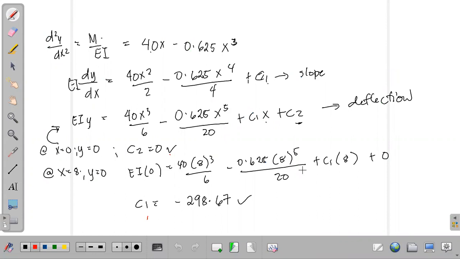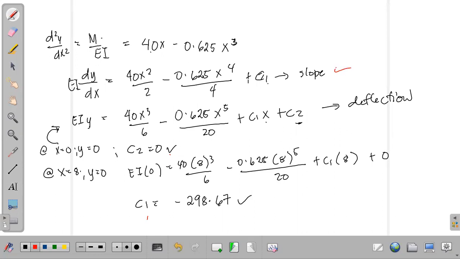In example number 1, what we look for is at 2 meters from the left support. Here, it only says we have to determine the maximum deflection. The problem is, even though we solved our constants, we don't know where the maximum deflection is. So we first have to solve for the location of the maximum deflection, using the slope equation.